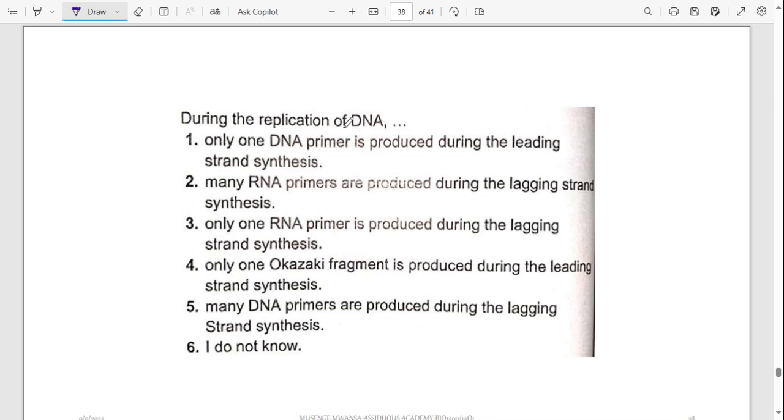During replication of DNA, only one DNA primer is produced during the lagging strand. No. Many RNA. Okay, only one DNA primer is produced during the leading strand. It's not a DNA primer, it's an RNA primer. If it was RNA, the answer would have been correct. Many RNA primers are produced during the lagging strand. That is correct. Lagging strand, a lot of RNA primers. Only one RNA primer is produced during the lagging? No. Only one Okazaki fragment is produced during the leading. Leading has nothing to do with Okazaki fragments. Many DNA primers are produced during the lagging. They are not DNA fragments, supposed to be RNA.